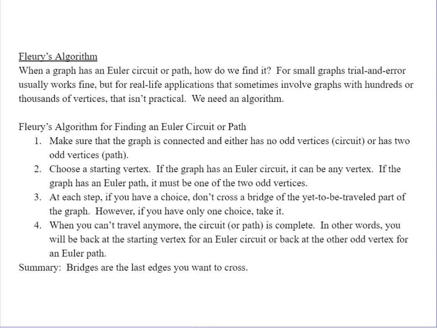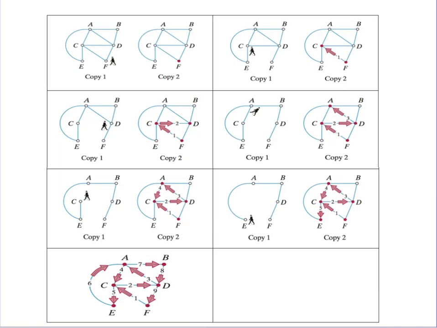When you can't travel anymore, your circuit or path is complete. So for a circuit, that means you're back at the starting vertex. Or for a path, it means you have ended at the second odd vertex. So the basic idea of Fleury's algorithm is the bridges are the last edges that you should cross. So let's take a look at an example and see what this means.